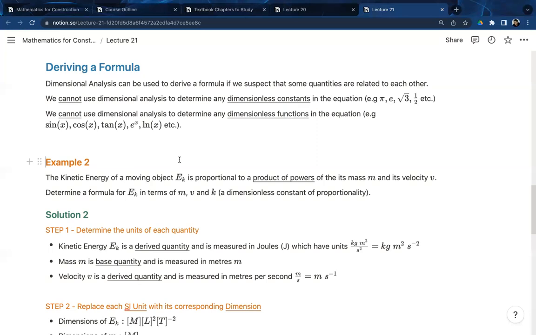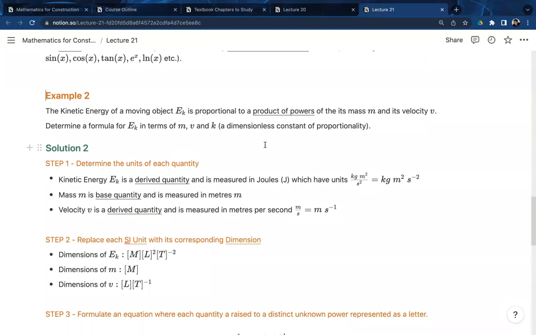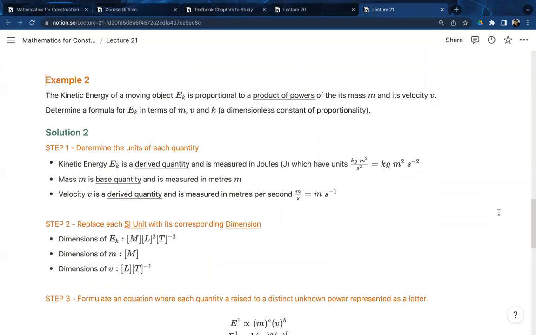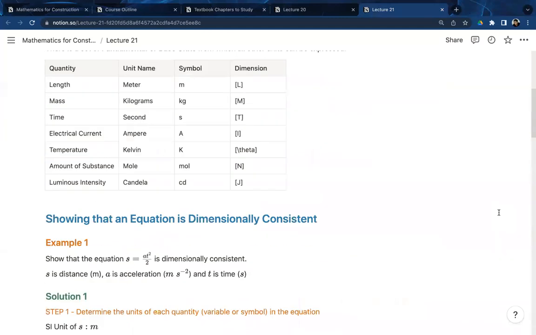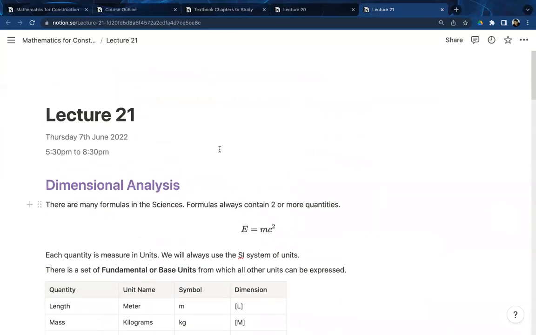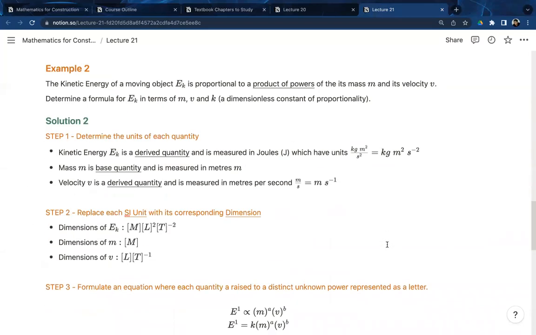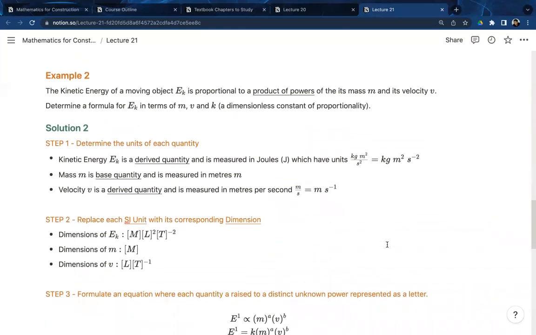Dimensional analysis, believe it or not, is actually a very simple technique. Okay, a little complicated here, but it's the simplest of all the techniques in physics used to find formulas and determine things, right? So example one was this homework assignment from last class. We're continuing with dimensional analysis in lecture 21. This is lecture 21 here.